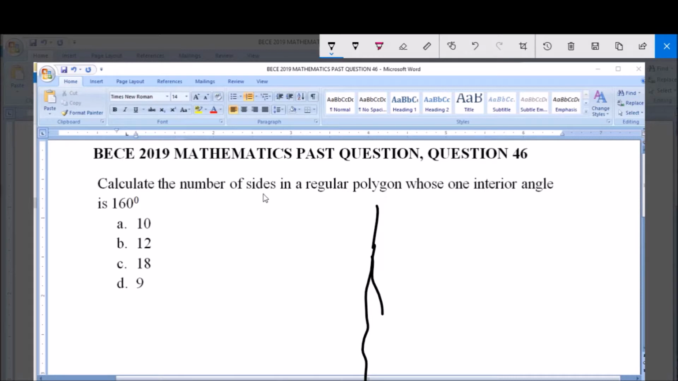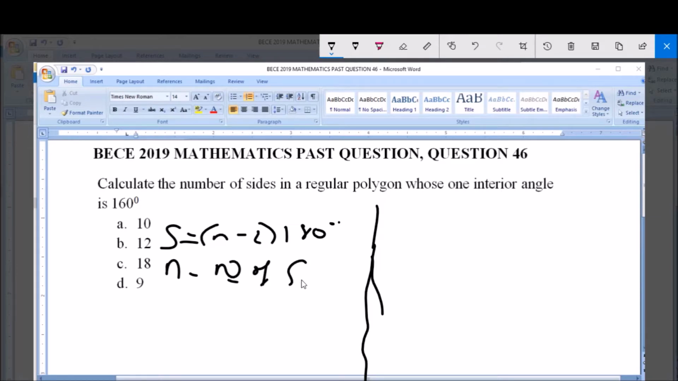But now we do not know the number of sides of the regular polygon, and we know that the sum total of the interior angles of a polygon is given by S, the sum total of interior angles, is equal to n minus 2 multiplied by 180 degrees. Here S is the sum total of the interior angles, and n is the number of sides, which we are looking for.